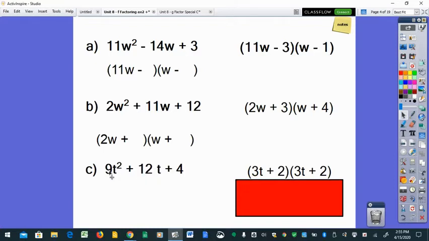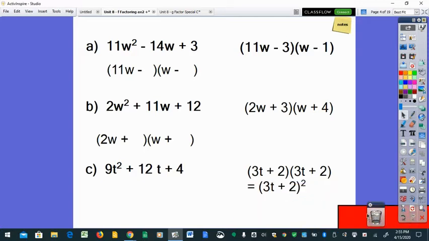This is called a perfect square trinomial. We'll be talking more about that in the future. You don't have to recognize that yet, but we will be talking about how to do that. The other way you can write that is to write that quantity squared, right, since they're identical.